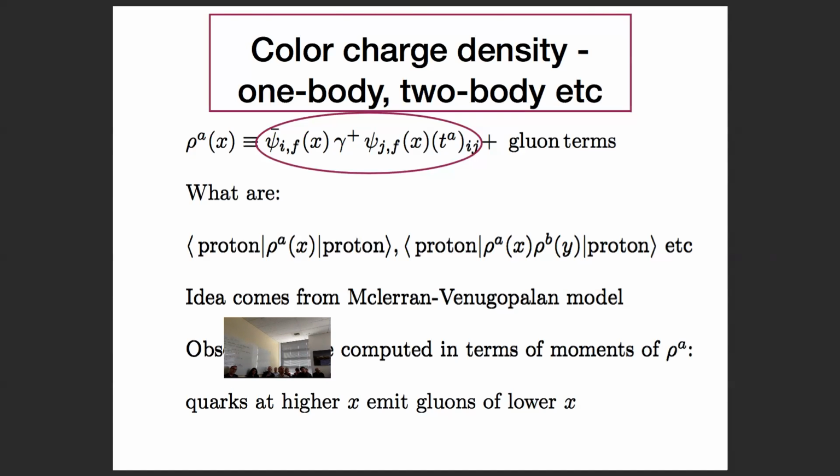And the basic physics of what they're after is that quarks at higher x emit gluons at lower x. It leads to a lot of interesting consequences in heavy ion physics. If you talk about quarks splitting into gluons, then you have to talk about the scale dependence of these operators, and they are scale dependent. Right. And they actually mix with one-body operators under renormalization. Absolutely.